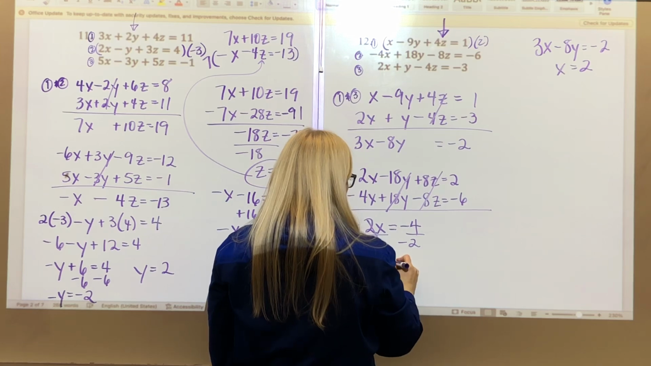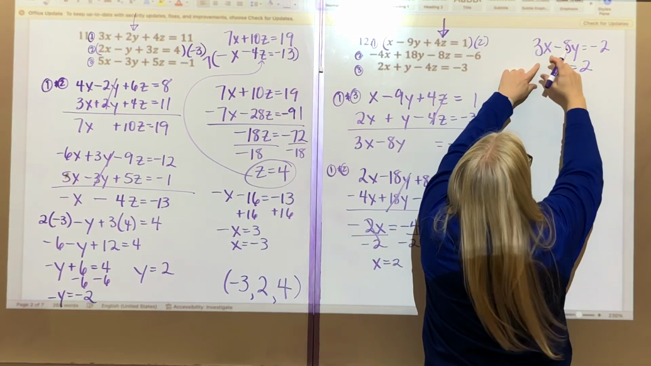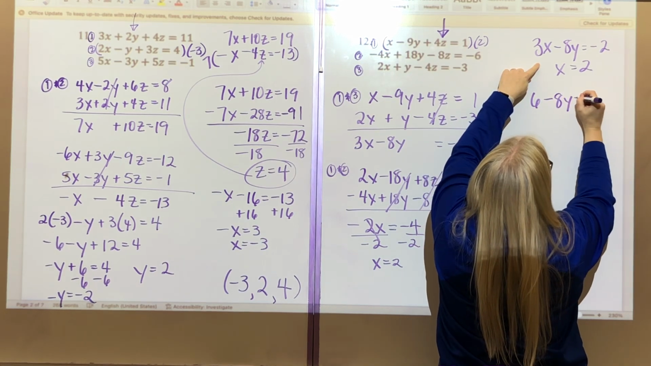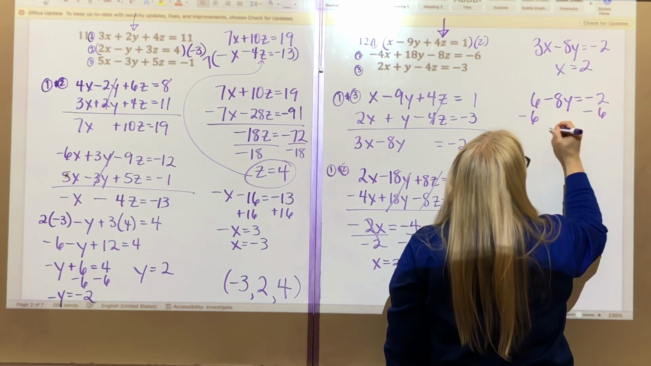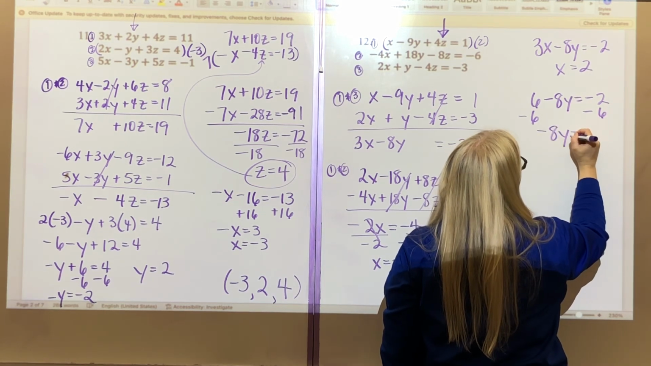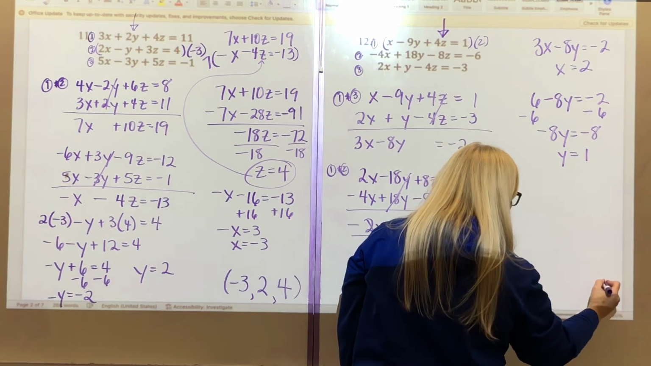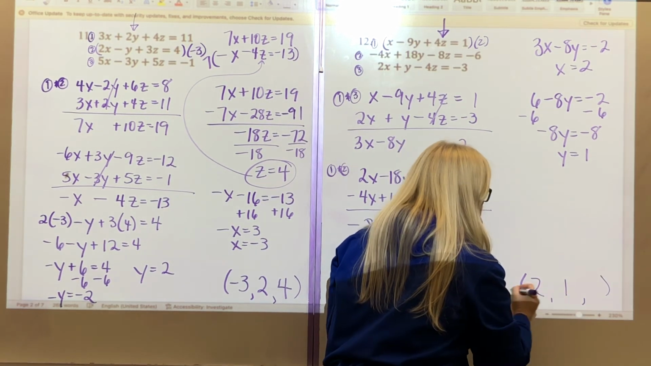Hooray! I love it when that happens. So now we plug this in, we get 6 minus 8y equals negative 2. Subtract 6 from both sides. Negative 8y equals negative 8. So y equals 1.